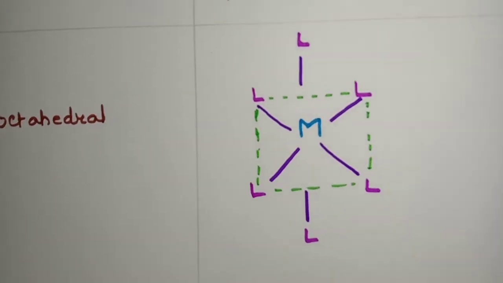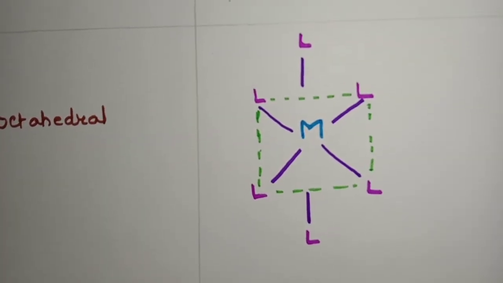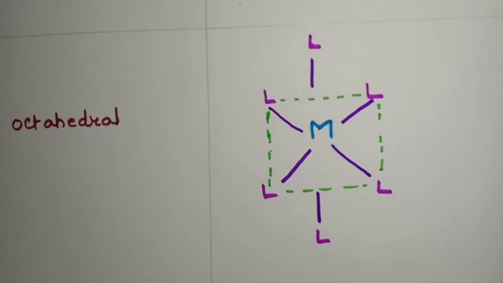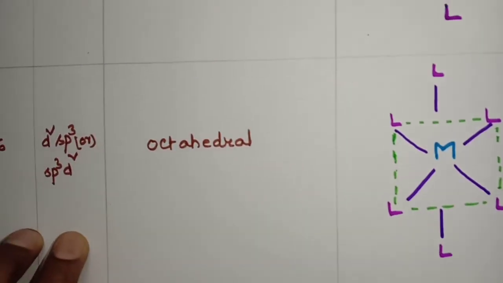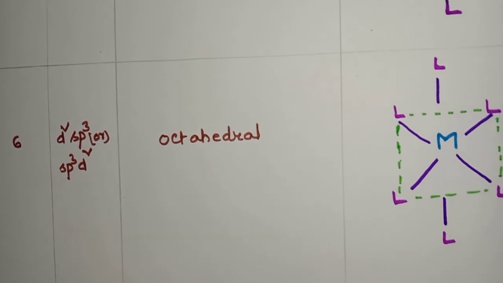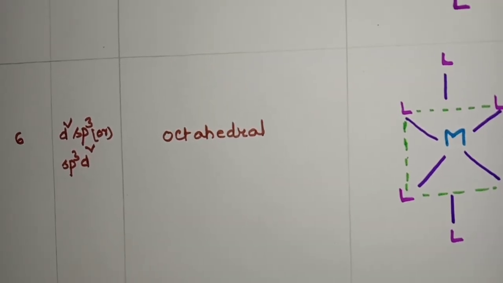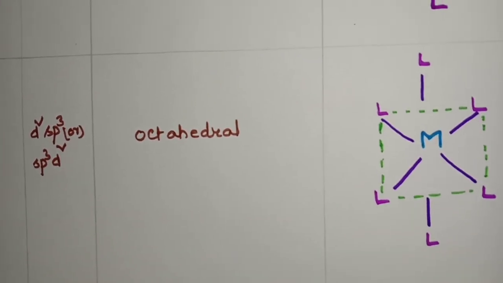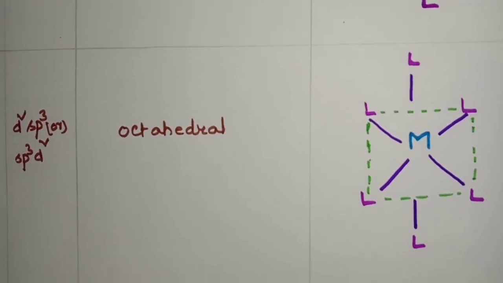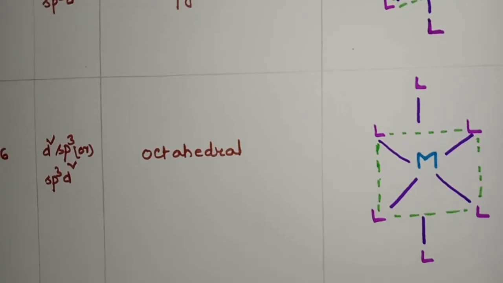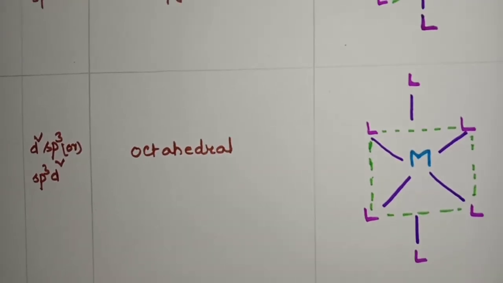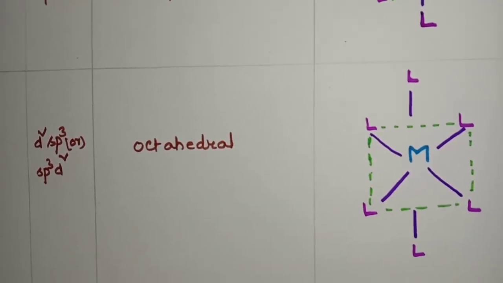This is the structure of the complex when the shape is octahedral, that is, when the coordination number is 6 and hybridization is d2sp3 or sp3d2. Students, clear? Hope I am clear to you. So this is the type of hybridization and shape of the complexes with different coordination numbers.